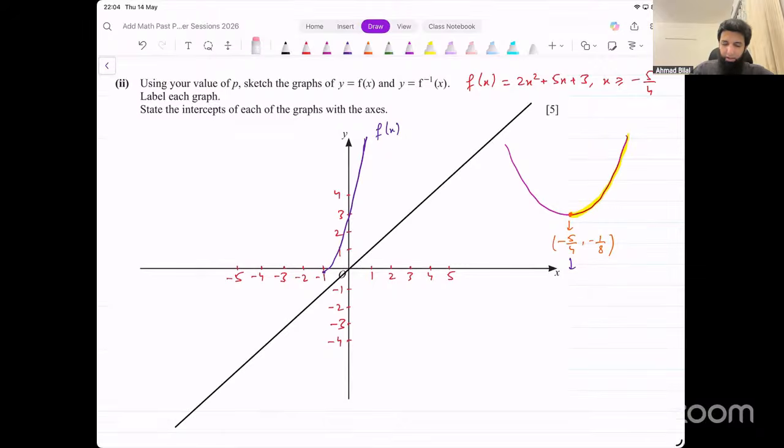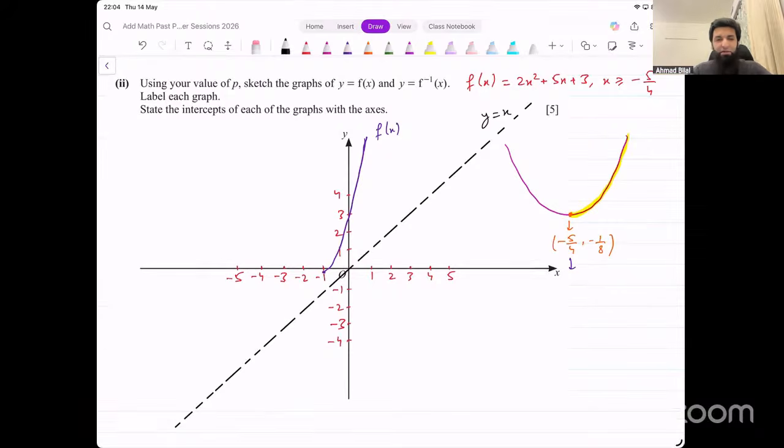You will make it dotted generally. So make it a dotted line like this. Label this as well. This is the line y equals x. Now remember, the graph of a function and its inverse are always reflections of each other in the line y equals x. So you always have to draw this line.